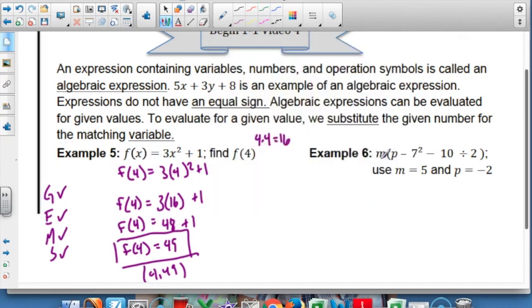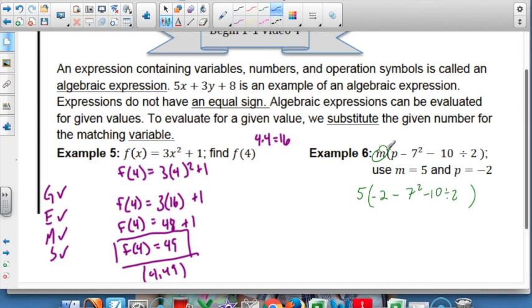The problem is m times (p minus 7) squared minus 10 divided by 2, and I'm given a value to use for my m, and I'm given a value to use for my p. So all I'm going to do is make substitutions. In place of this m, I'm going to put a 5 right there, and then I'm going to write everything else exactly the same. In place of this p, I'm going to put a -2, and then minus 7 squared minus 10 divided by 2.